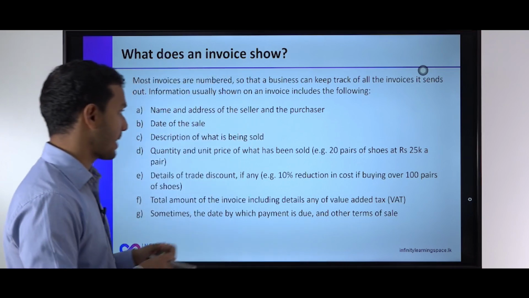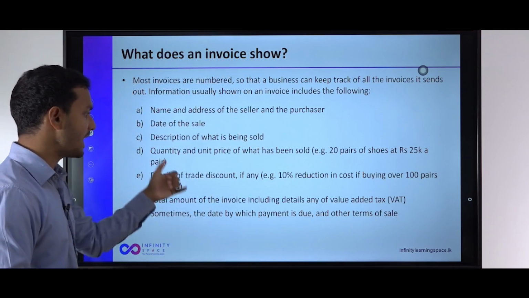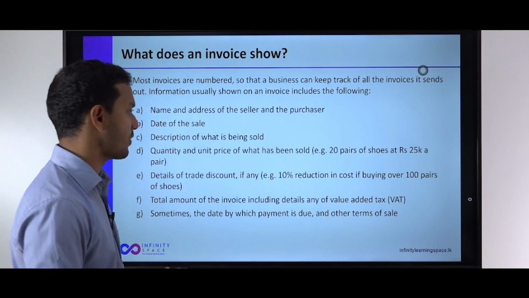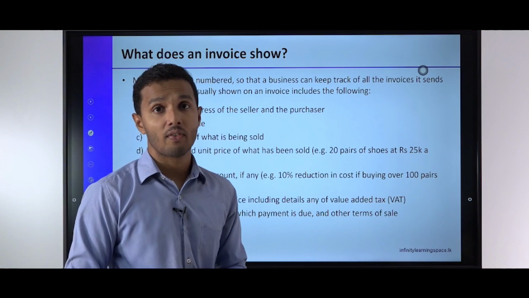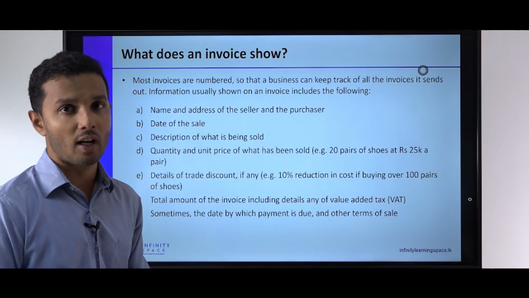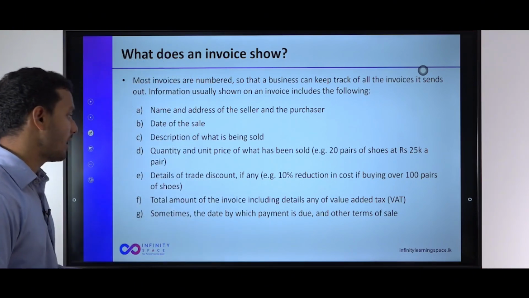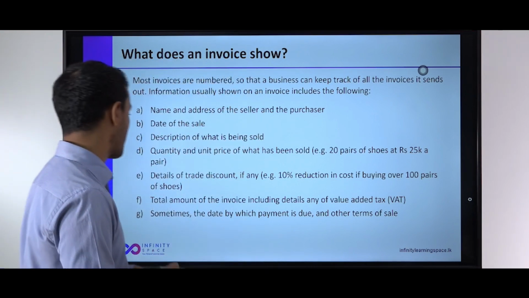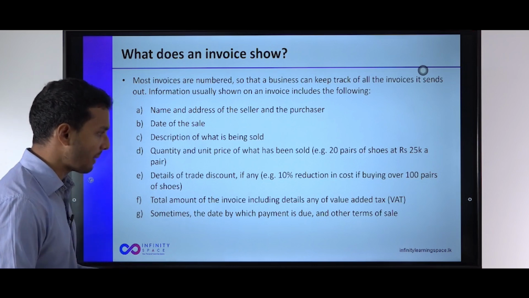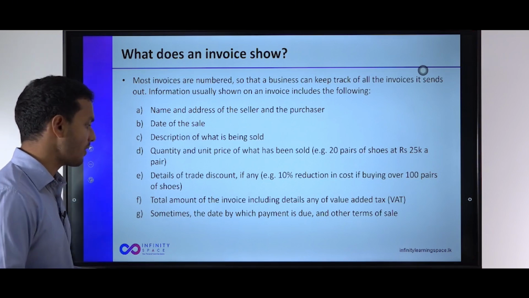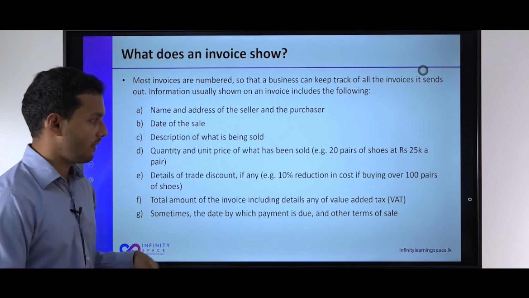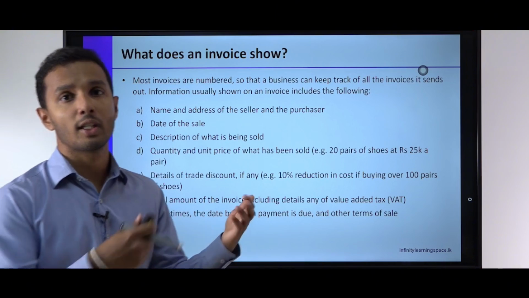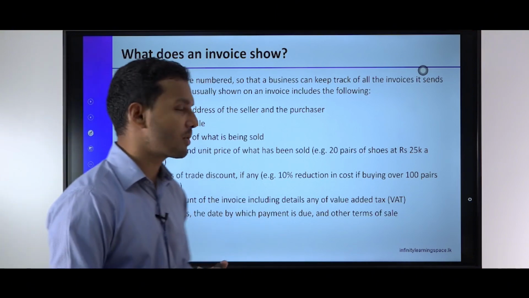and what's the price of a unit, details of trade discounts, if any, 10% reduction in cost if buying over 100 pairs of shoes. So sometimes the supplier will give the customer a trade discount, so those details will also be included. Total amount of the invoice including details of any value added tax. Sometimes the date by which payment is due and other terms of sale. Right. So with the invoice, the supplier will tell you to make this payment before, let's say, the 30th of this month, and any other terms of sale.